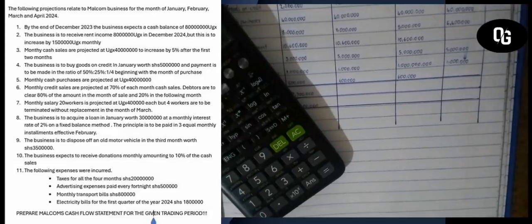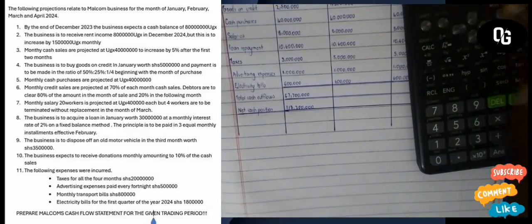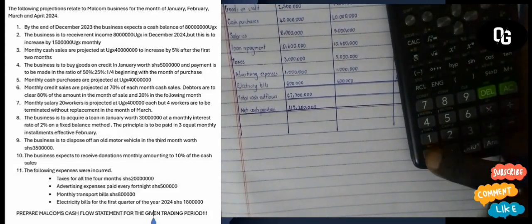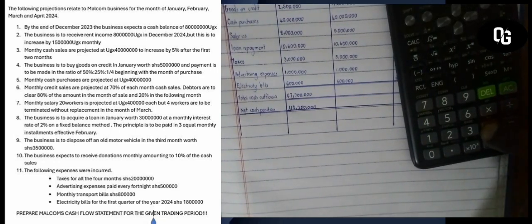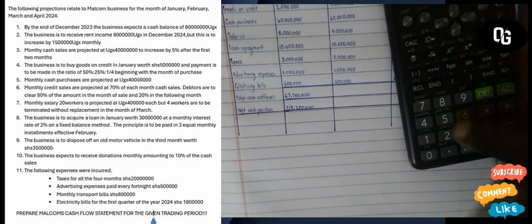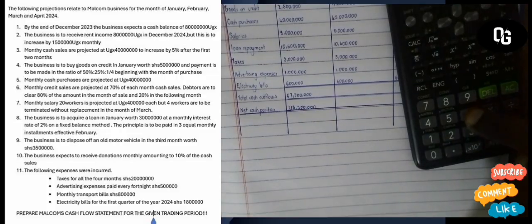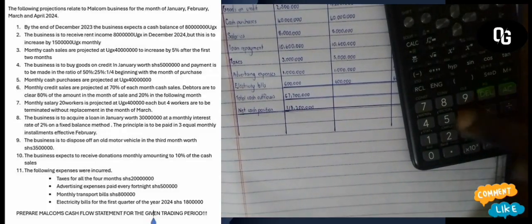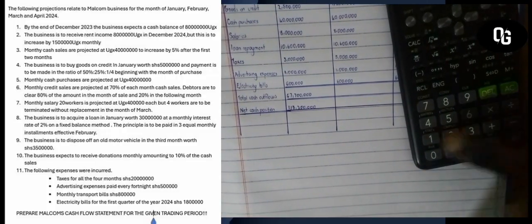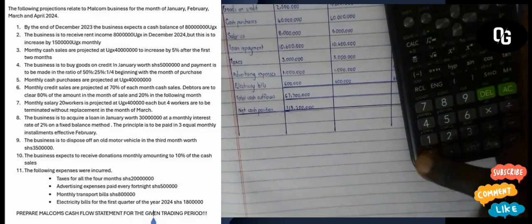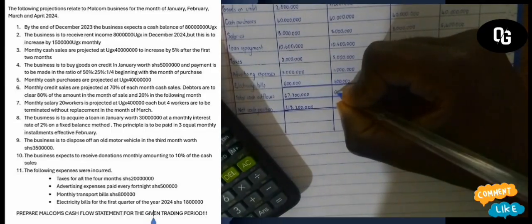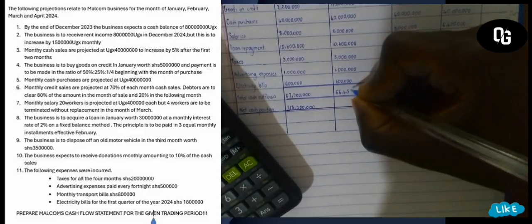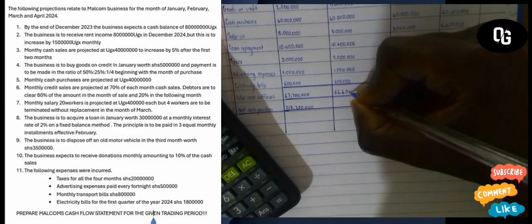So once that is done, we come and calculate our total cash outflows. So we are going to add everything in the cash outflow column. That is our goods on credit, our cash purchases, the salaries, the loan repayments, the taxes, the advertising expenses, and the electricity bills. If this is done well, we should get a cash outflow of 66,450,000.